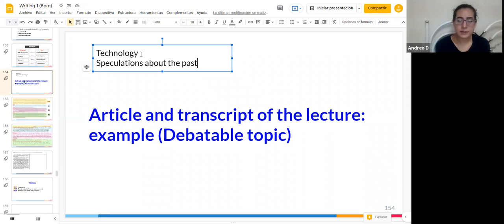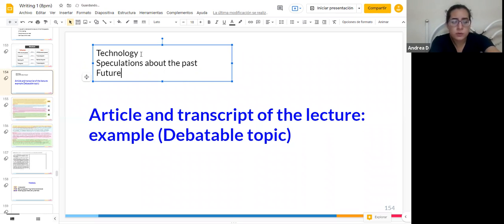And what else? I think those are usually the two types, or sometimes you have something about the future too. So it's a speculation about the future. Maybe in 50 years from now, this is going to happen. The earth is going to explode. The reading is in favor of that idea and the lecture is against. Okay, so it's usually like that.